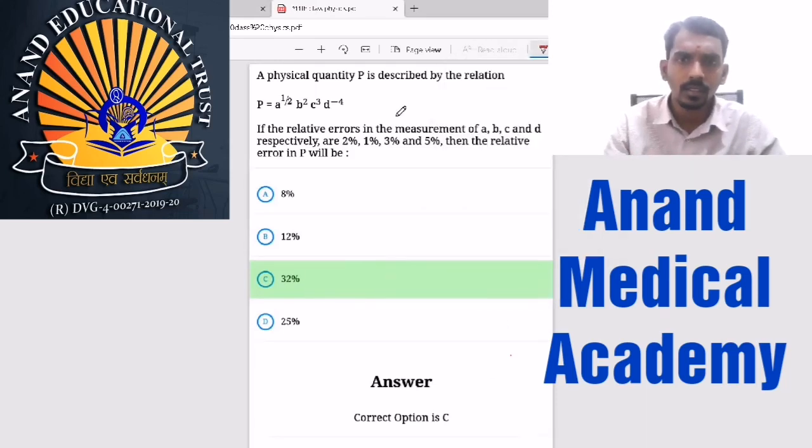So here, what is the power of A? What is the power of B? What is the power of C? What is the power of D? So here power of P is 1.